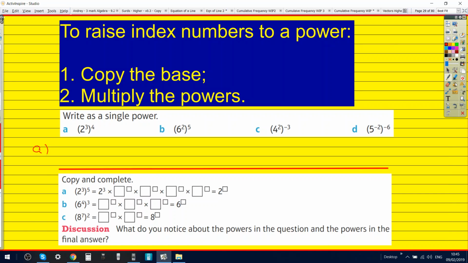So what is A? Would that be 2 to the power of 12? Yeah. B. 6 to the power of 10? C. 4 to the power of minus 6? And D. And 5 to the power of 12. Well done.